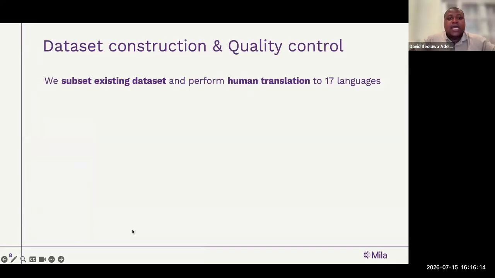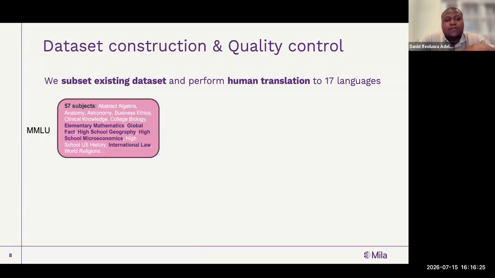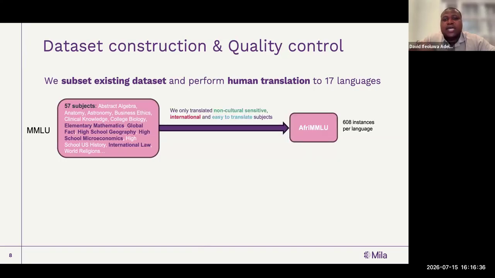So how did we create it? The problem is that, remember, we have about $2,000 per language. So how can we create impactful datasets with just $2,000? The first thing is that we have MMLU. MMLU has 57 subjects. If we try to translate everything in MMLU, we are done with our budget. So it's not going to be enough. So we decided to take subjects that are not very culturally sensitive, are easy to translate, and sometimes international. So we prioritized elementary math, global facts, high school geography, high school microeconomics, and international law.